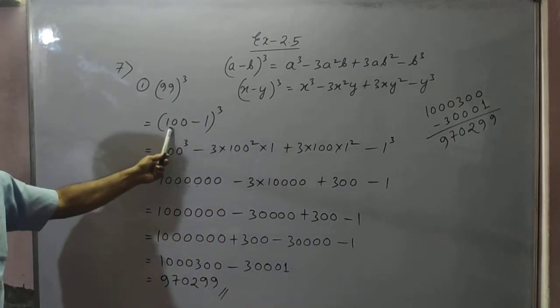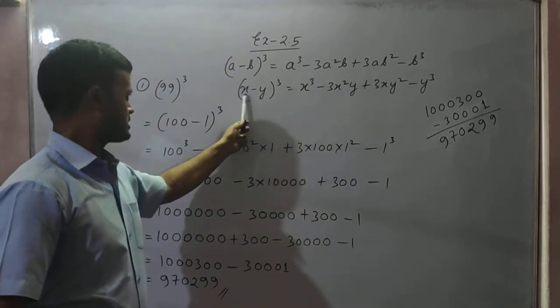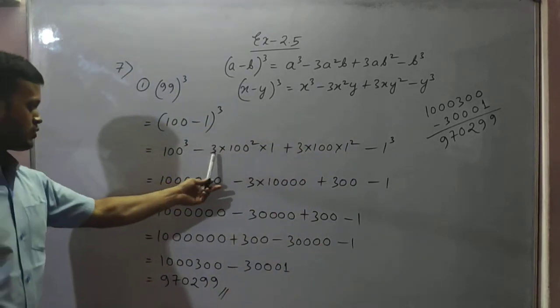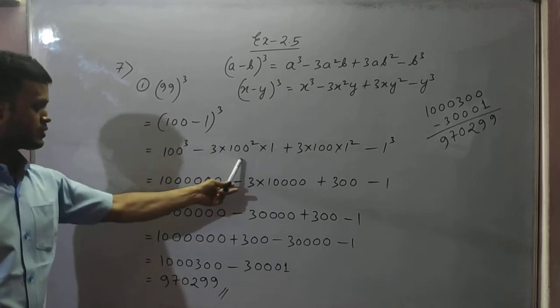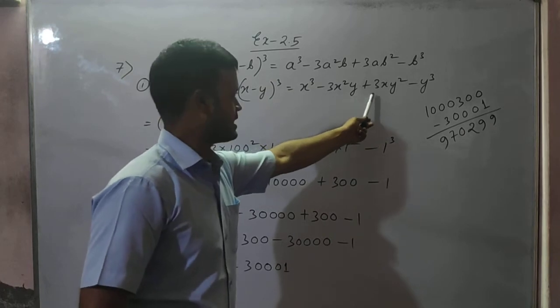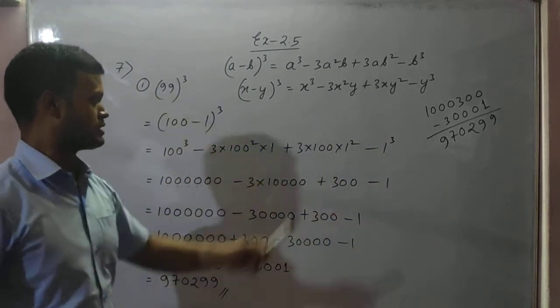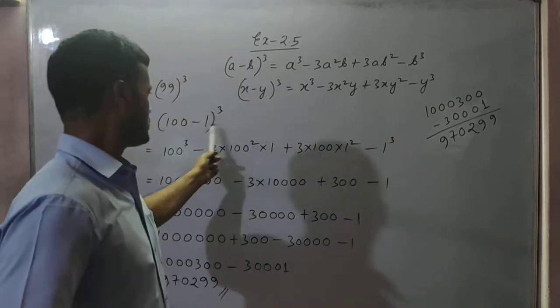Here x is what? 100, so 100 will become 100 cube minus 3x square y, isn't it? 3x square y, 3 into x square, that means 100 square, into y, that means 1. After that plus sign is here, 3xy square, 3 into x means 100 and y square means 1 square, minus y cube means 1 cube.